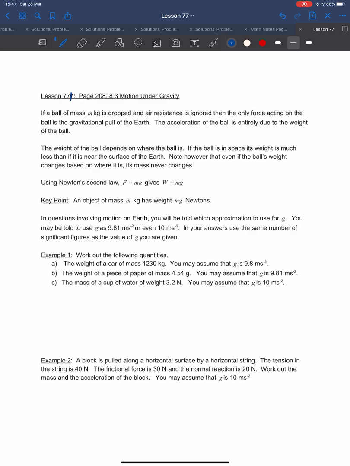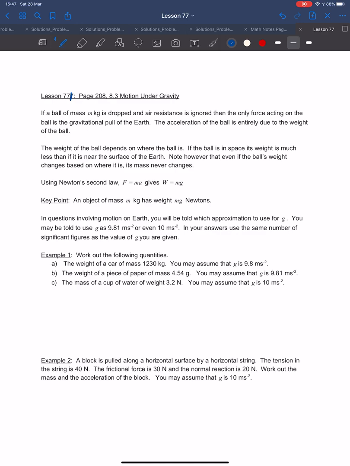I've got the book in front of me just in case I need to refer to anything. And it's motion under gravity. If a ball of mass m kilos is dropped and air resistance is ignored, then the only force acting on the ball is the gravitational pull of the earth. The acceleration of the ball is entirely due to the weight of the ball. The weight of the ball depends on where the ball is. If the ball is in space, its weight is much less than it is near the surface of the earth. Note, however, that even if the ball's weight changes based on where it is, its mass never changes.